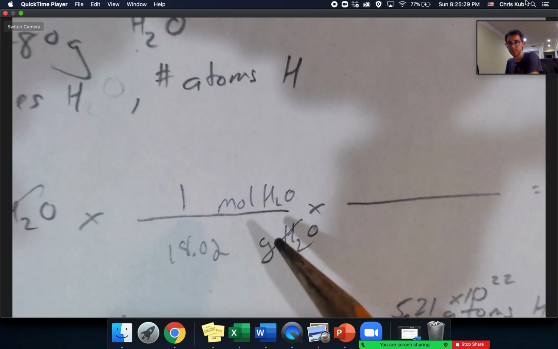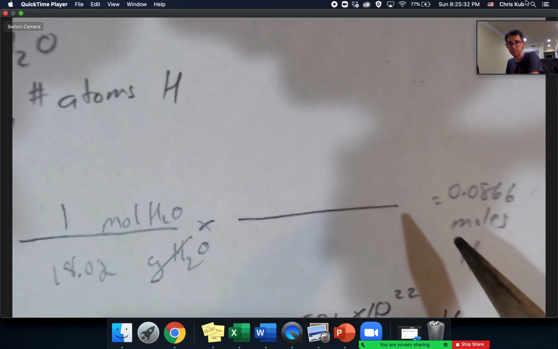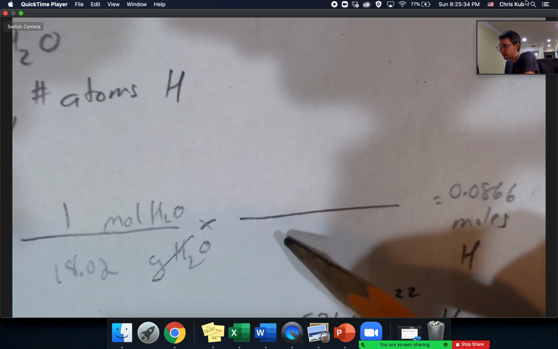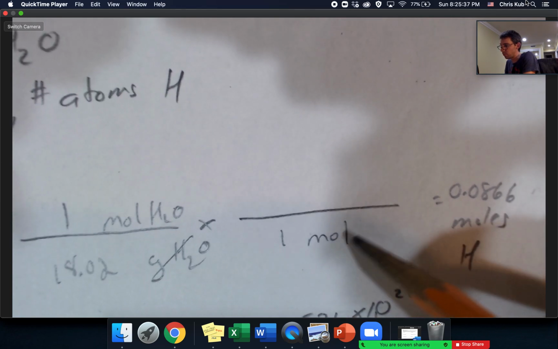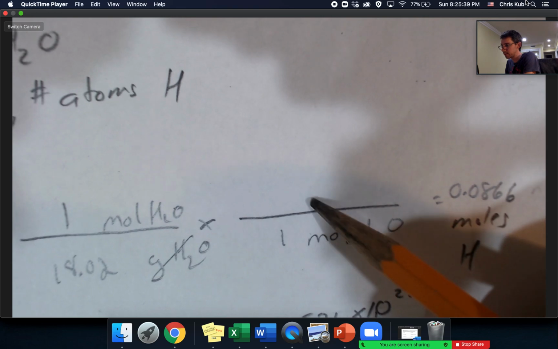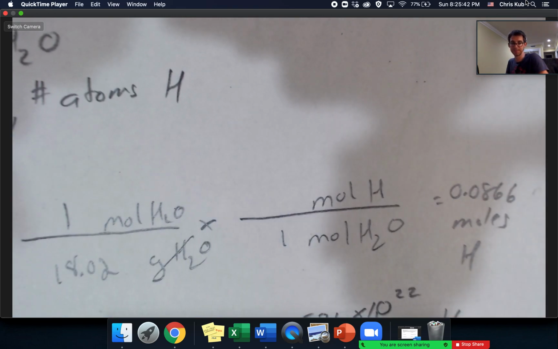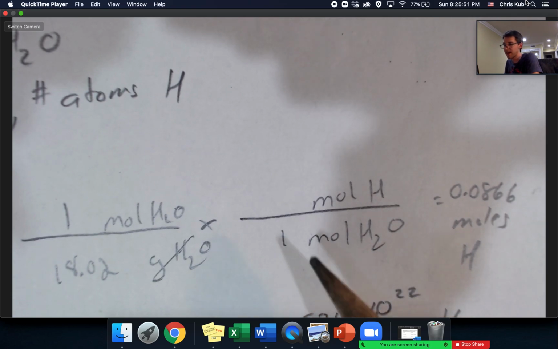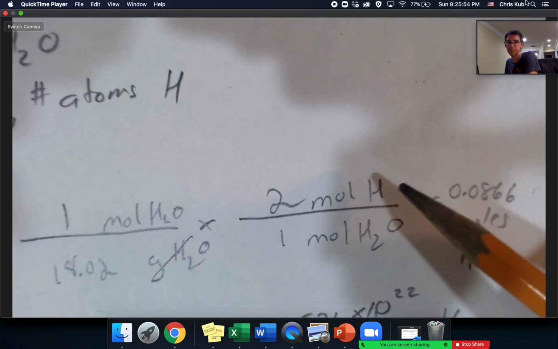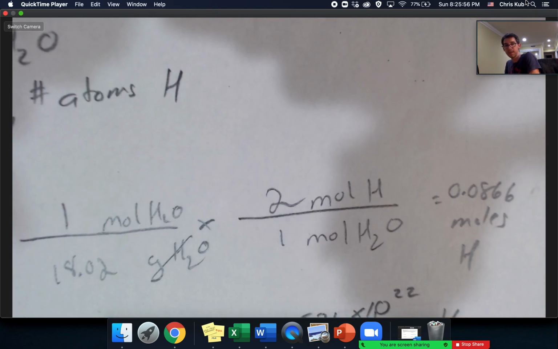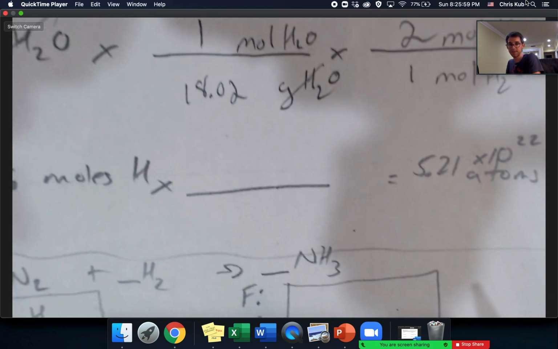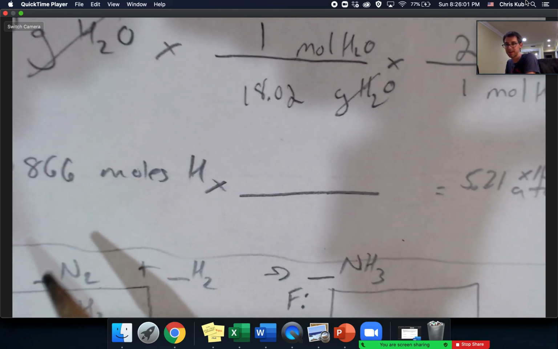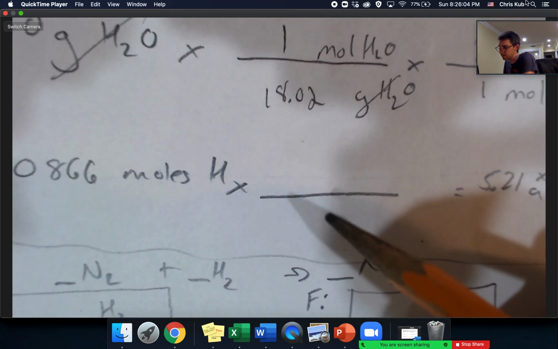So we're able to convert into moles of water, but we want to get into moles of hydrogen. So we could say for every 1 mole of water, there are a certain number of moles of hydrogen atoms. You can see it here. Every molecule of water has 2 hydrogen atoms, so every mole of water molecules has twice as many moles of hydrogen atoms. So then we can also find the number of atoms of hydrogen from that number of moles of hydrogen. You'll see this on the mole map.